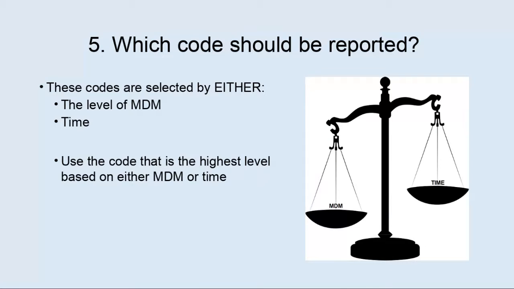Finally, we get down to selecting the correct codes. These codes are selected by either medical decision-making or time. You can see that from the scales. Is it more medical decision-making? Is it more time? So you pick the code that matches the medical decision-making, you pick the code that matches the time, and whichever level is higher is the one that you select.